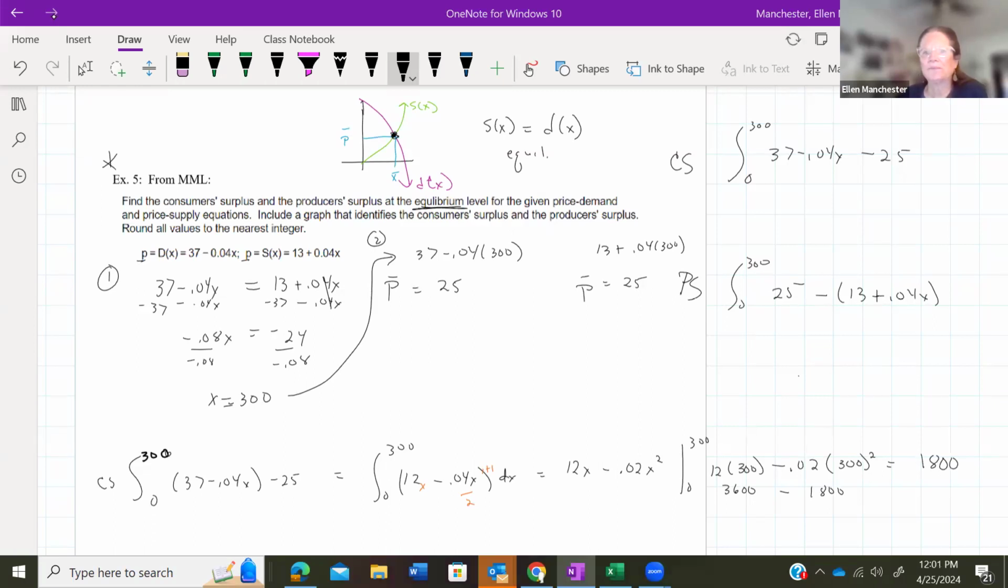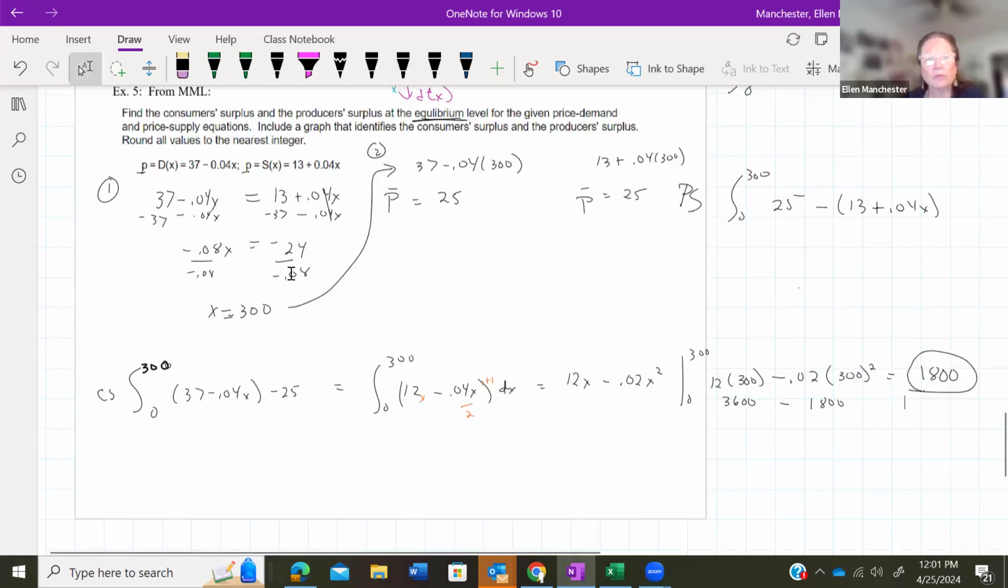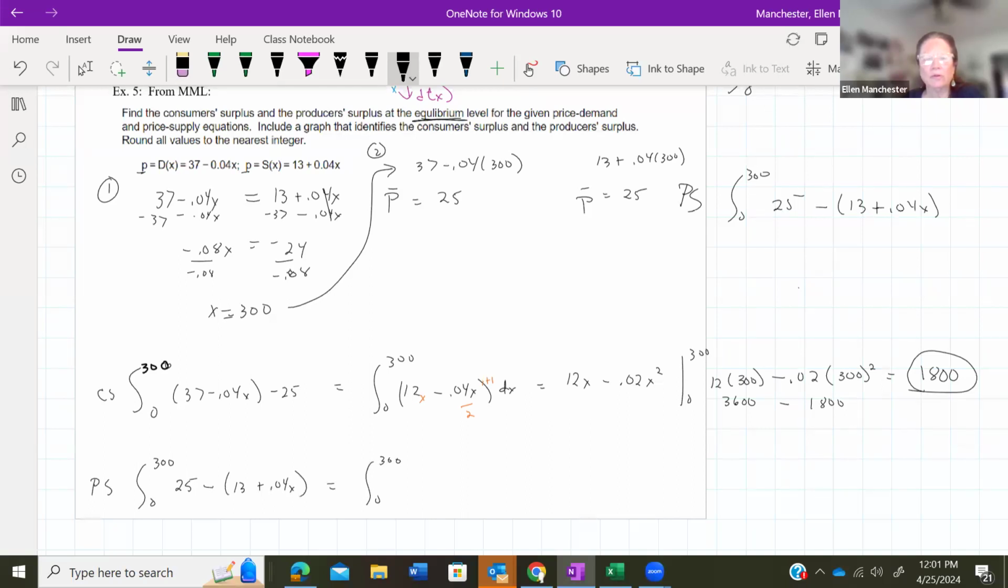Good, George. Right, so consumer surplus, you got 1,800. Now you'll find the producer surplus. So all the same values, except now we're doing the price minus the function. So 25 minus 13 is 12, and minus, because remember, we're pushing that negative through both. So one little negative will really throw it.